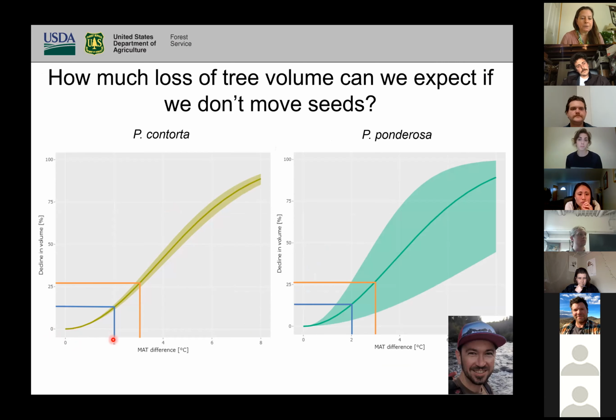And if we miss that optimal temperature by 2 degrees Celsius, then we expect to see a 12% decline in volume. And over here, if you miss it by 3 degrees, we're looking at over 25%. And this is true in lodgepole pine as well as ponderosa pine. Again, fewer tests in ponderosa pine, so these confidence intervals are much wider.